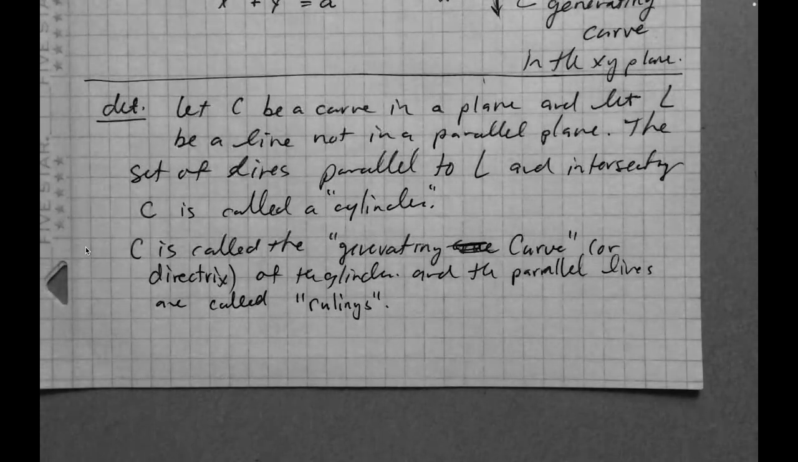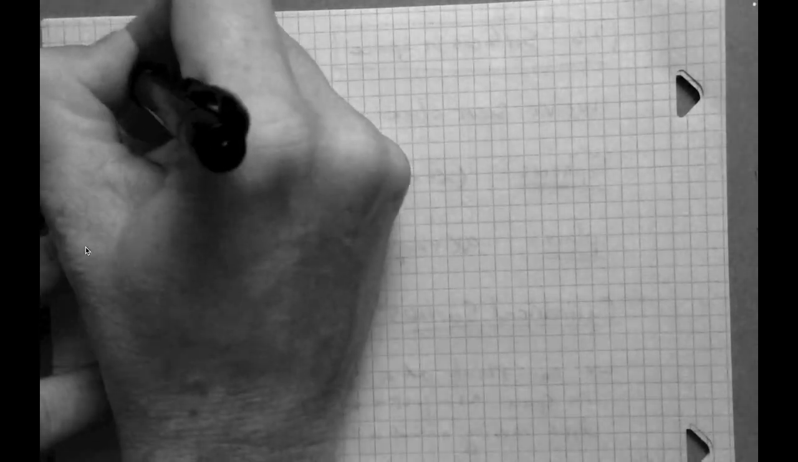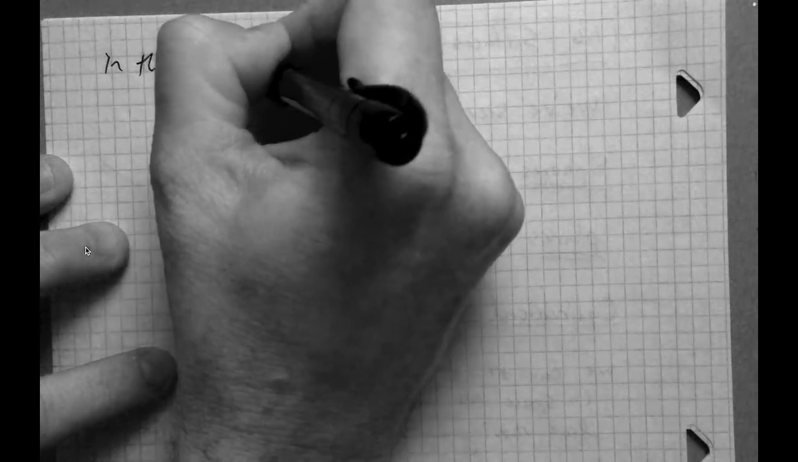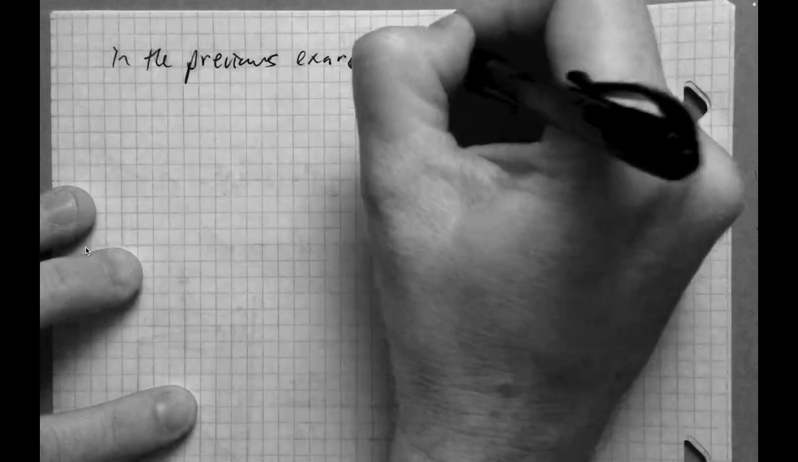Now, the generating curve doesn't have to be a circle. It can be any shape you like, and it's still technically a cylinder, a cylinder in space. We'll get into a few examples in a second, and we'll see what this looks like. But let's talk about this in just a little more detail. In the previous example, the generating curve was a circle.